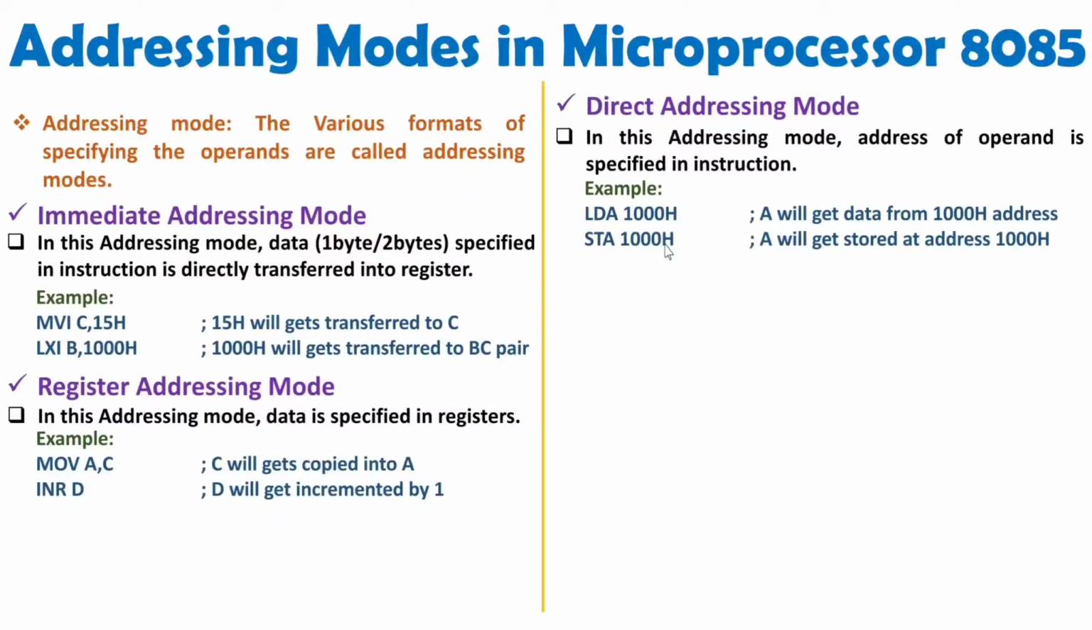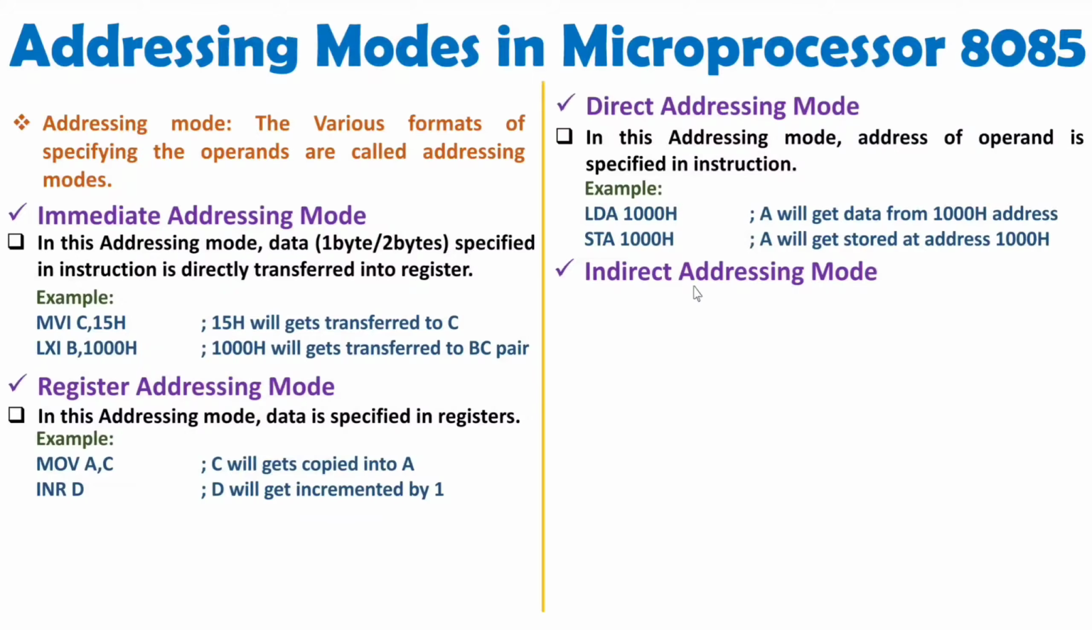So here the address of the operand is specified in the instruction and we can directly transfer the value at that address as per execution of this instruction, which I have already explained. That is referred to as direct addressing mode. Now let us see what is happening with indirect addressing mode.